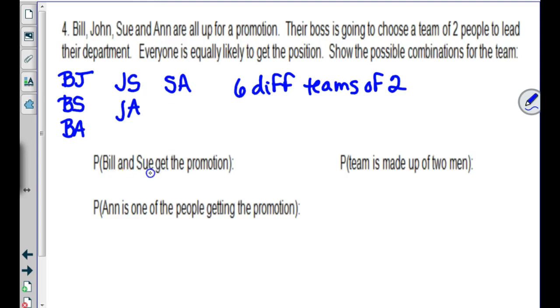What is the chance that Bill and Sue get the promotion? Yes. What is the chance the team is made up of 2 men? Assuming the names are gender specific, we'd have Bill and John is the only one with 2 men, right? That Ann is one of the people getting the promotion. So how many of the teams contain Ann? Everybody good?